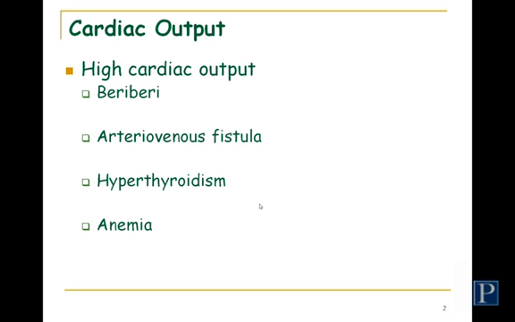Now, an AV fistula, or an arteriovenous fistula, this is an abnormal condition in which you have shunting of blood from an artery to a vein. It can affect any tissue or organ, but it often affects the peripheral circulation. But if you have an abnormal connection between an artery and a vein, a lot of blood is going to go from the artery into the venous system, which will lead to abnormally high levels of venous return and thereby cardiac output.